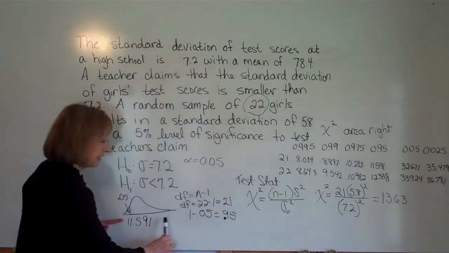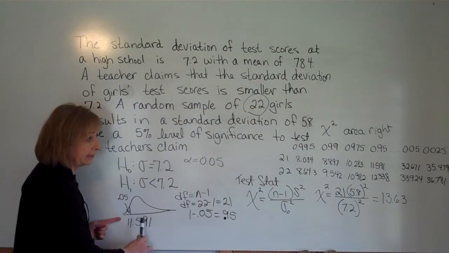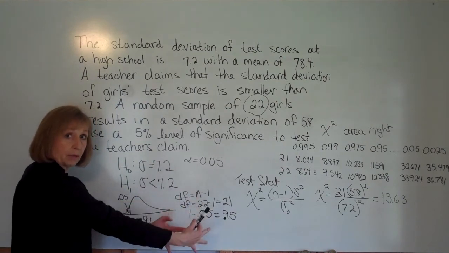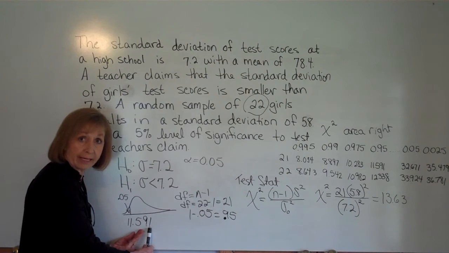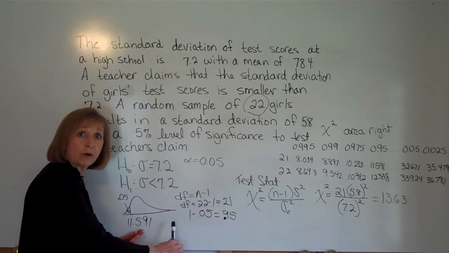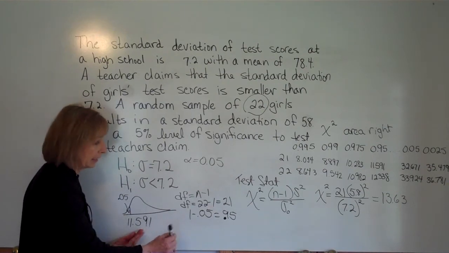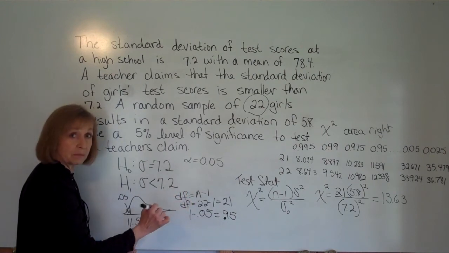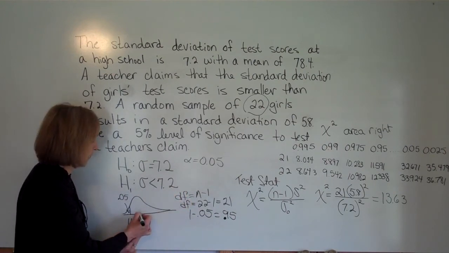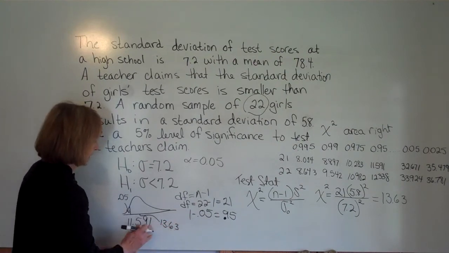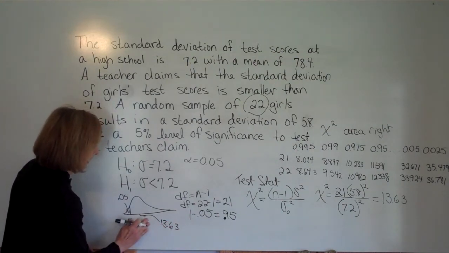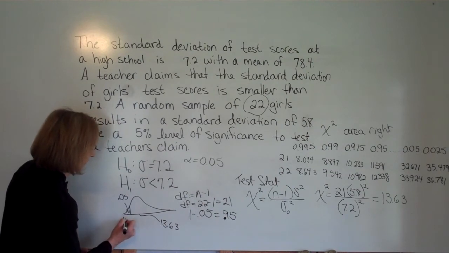So this bottom horizontal line is a number line. Smaller numbers are left, bigger numbers right. When I compare test statistics to critical values, you place them as they would fall in relation to each other on the number line. 13.63 is bigger than 11.591. So my 11.591, I'm going to write that a little bit better here.